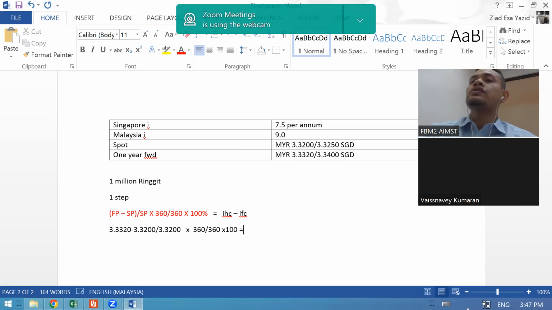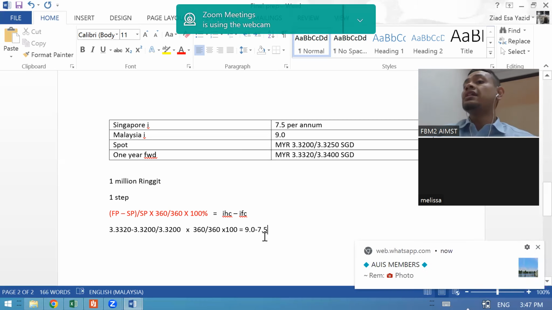Equals, interest rate of home currency, berapa duit? Home currency 9.0, minus the local 7.5. So notice I didn't convert, because it's 1 year.